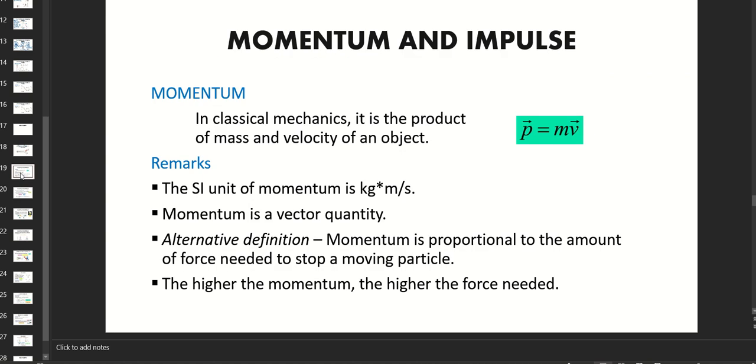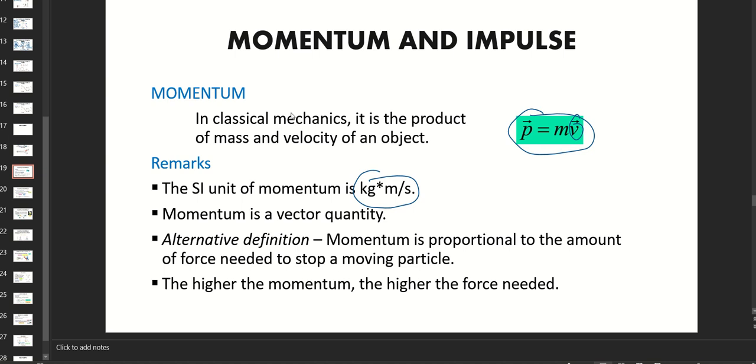So, momentum in classical mechanics is the product of mass and velocity. So, yun lang. P is equals to mv. Remember that. Ito lang naalala ko ng formula nung high school ako. The SI unit of momentum is kilogram meter per second. Huwag kayong mako-confuse sa kilogram meter per second squared. Ibang usapan yun. Momentum is a vector quantity kasi may direction siya. Again, velocity is a vector quantity. Momentum is proportional to the amount of force needed to stop a moving particle.